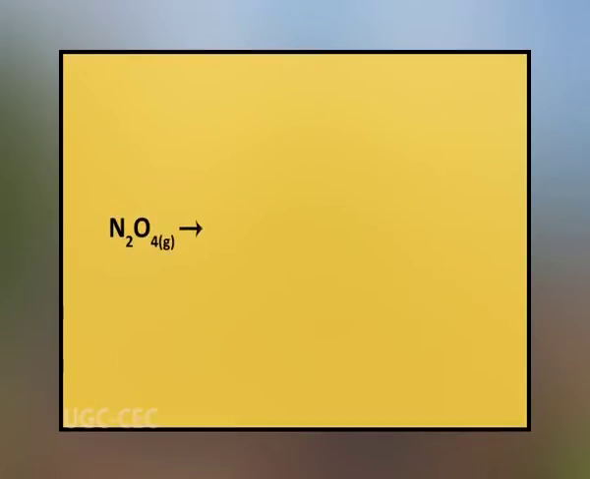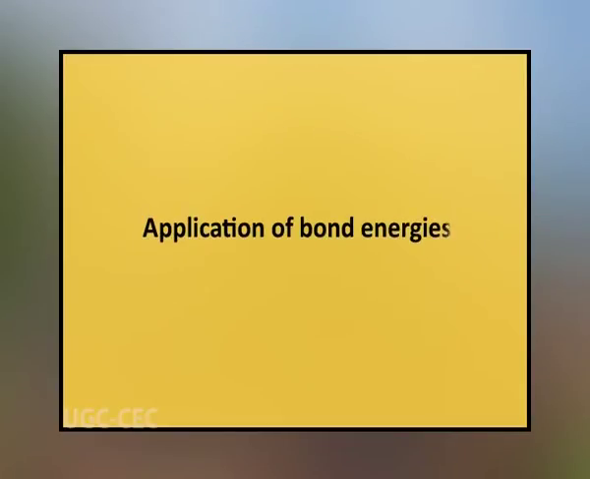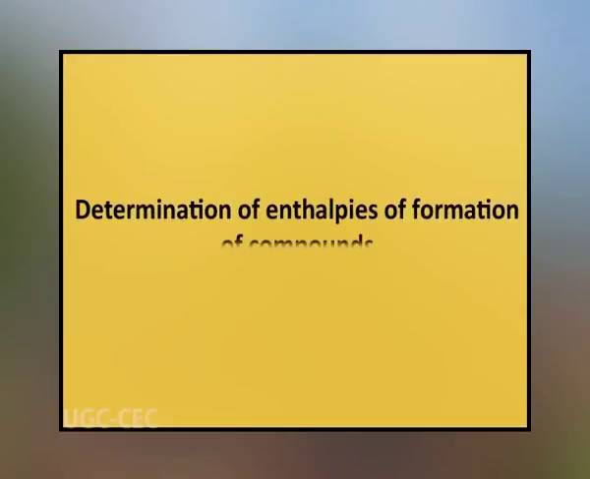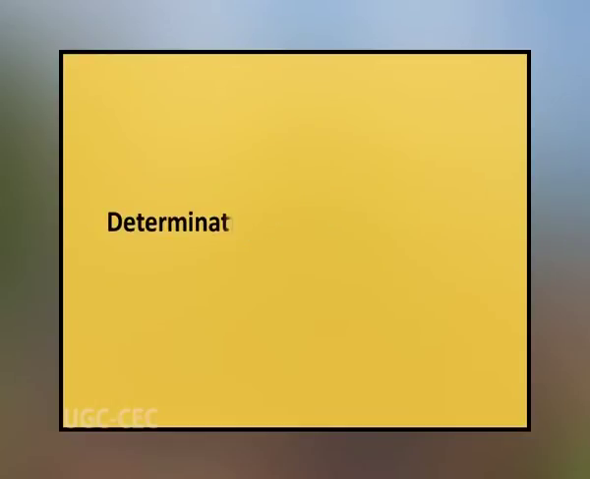Dinitrogen tetroxide decomposes spontaneously at room temperature. That is, N2O4 gives 2 NO2, in which delta H is equal to 57.2 kilojoules per mole. Now, coming to the applications of bond energies. Number one is the determination of enthalpies of reactions. Number two, determination of enthalpies of formation of compounds. Number three, determination of resonance energy.